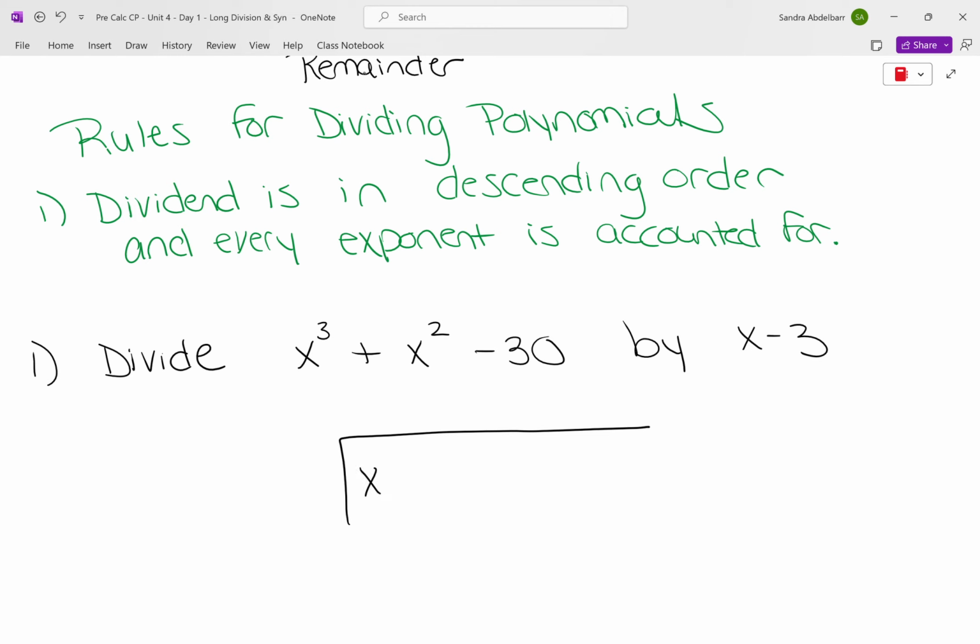Any guesses? So I'm going to have x cubed plus x squared, but now I need something with the x, but there's really no x there. So if there's no x there, what number should I put to show that there's nothing there? 0. So anyone that doesn't have an exponent, you're going to put a 0 in for. So x cubed plus x squared plus 0x minus 30. That goes on the inside. On the outside is an x minus 3.